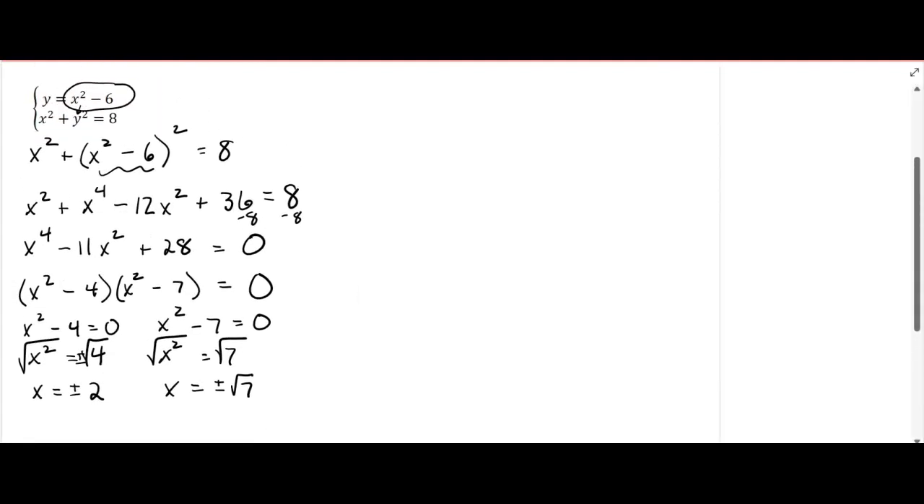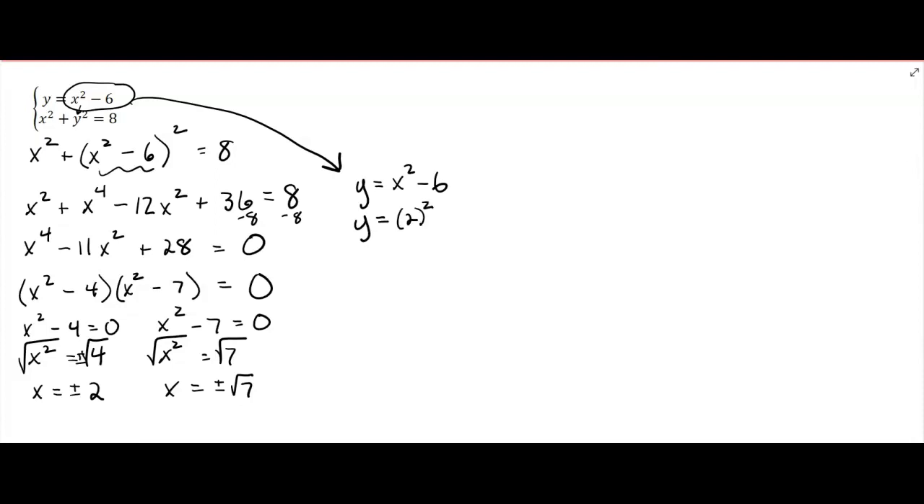Now, if you're going to find y, you'll have to go back and use y equals x squared minus 6. So that's this equation coming back to help you out. Okay, so you plug in 2, and you square it, and you subtract 6, and you get y equals negative 2. Well, that's going to be an ordered pair then. Now remember, I plugged in 2 for x. So one answer is 2, negative 2.